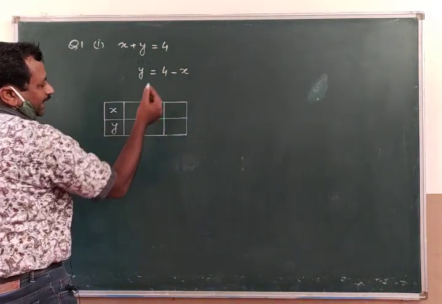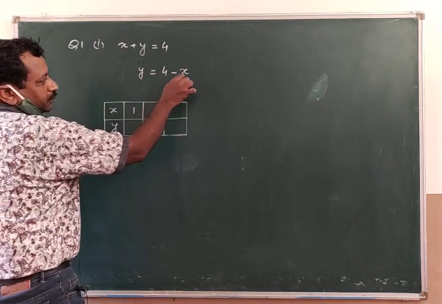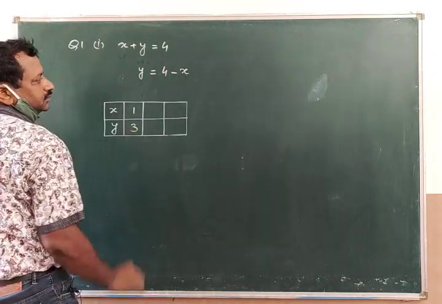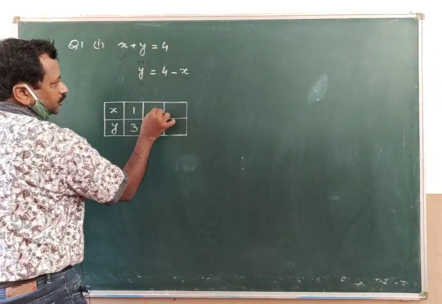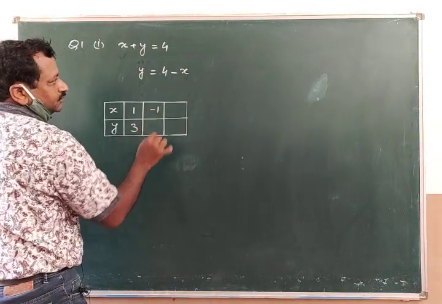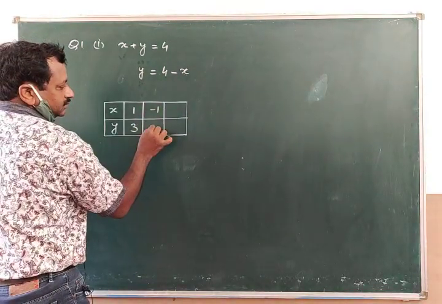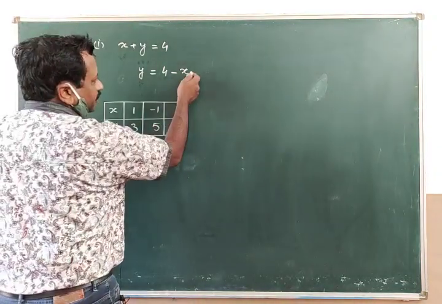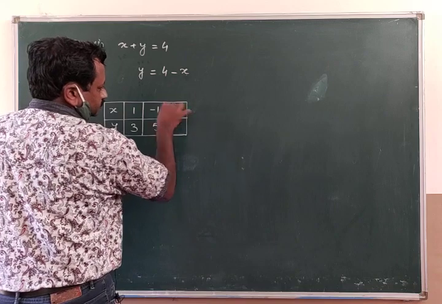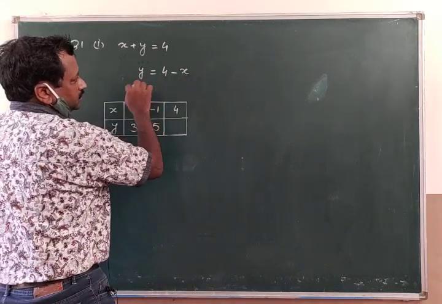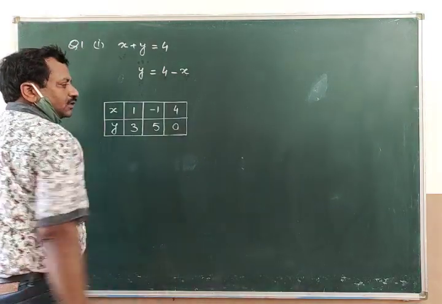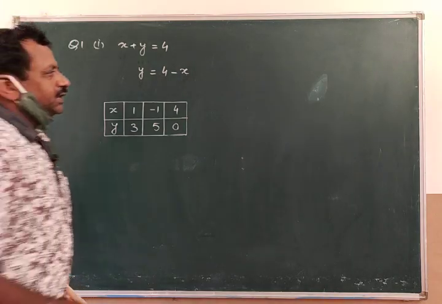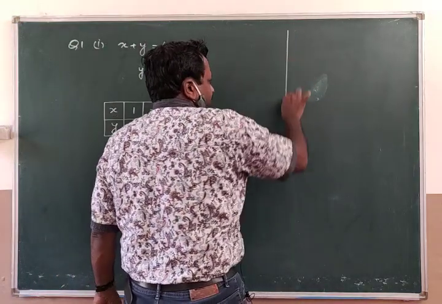So first of all, put x equal to 1. If I put x equal to 1, 4 minus 1, 3, y equal to 3. Put x equal to minus 1. So 4 minus minus 1, 4 plus 1, it will be 5. Put x equal to 4, 4 minus 4, y equal to 0. So you can take any value of x and find out three solutions, then represent it on the graph.